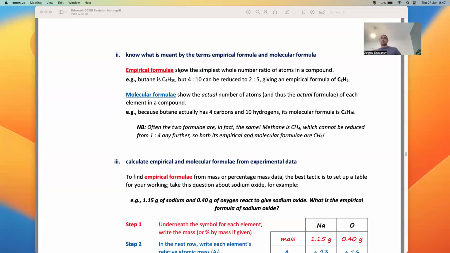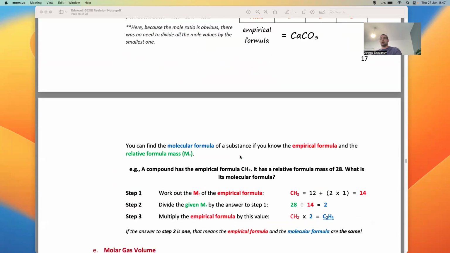Do know the definition if they ask you. Empirical is the simplest whole number ratio. Now let's look at how to actually calculate these.